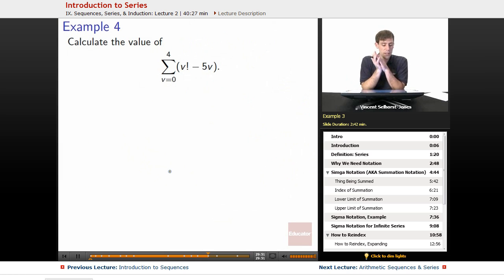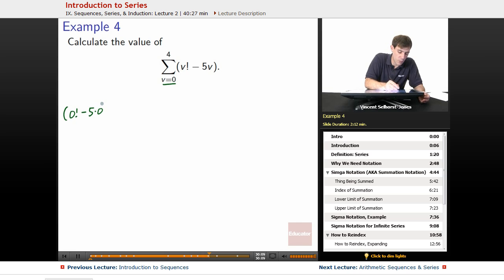All right. Calculate the value of sigma with a lower limit of 0, upper limit of 4. V is our index, where the expression is v factorial minus 5v. So the first thing we do is we plug in v equals 0 for our first term. So our very first term is going to be 0 factorial minus 5 times 0, right? Our index is v, so that's the thing being swapped out.